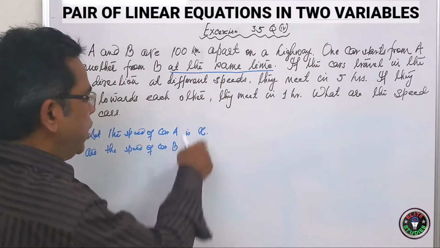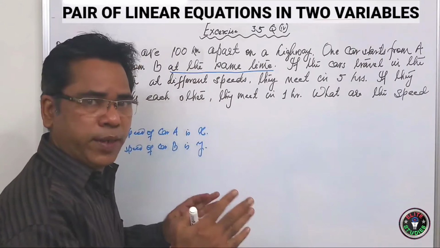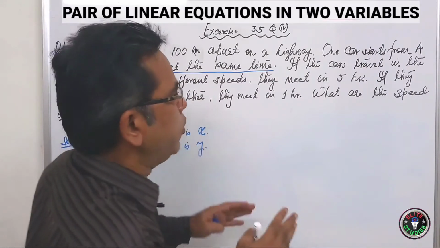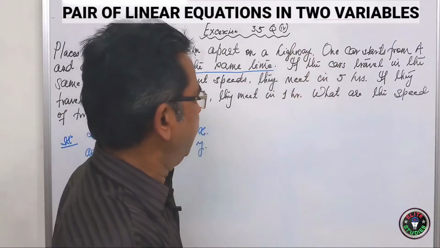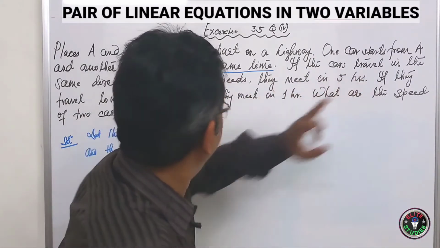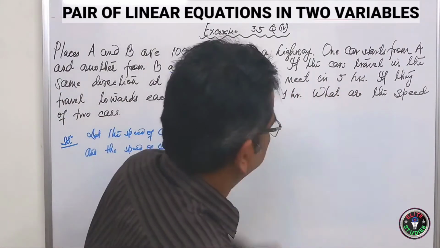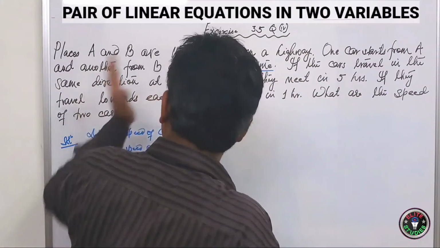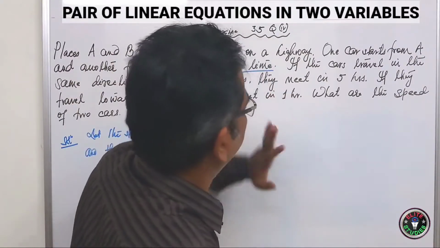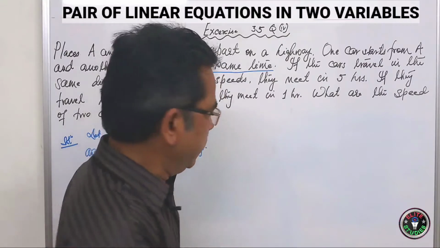Now there are two unknowns, so we have to frame two equations. How do we frame the two equations? Those two equations can be formulated from the given conditions in the problem. First condition: if the cars travel in the same direction, they meet in 5 hours. And what is the second condition? If they travel towards each other, they meet in 1 hour. So these are the two conditions. Based on these two conditions, we will frame two equations.